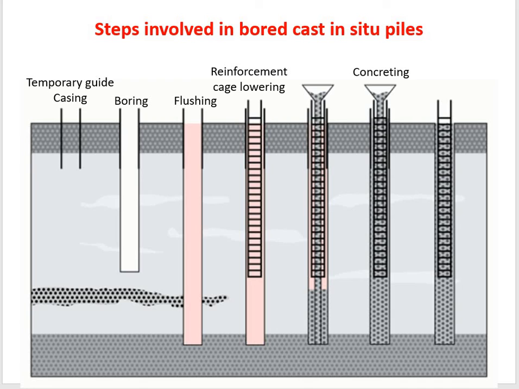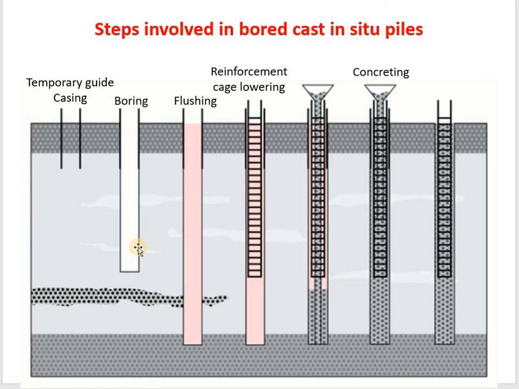Now moving on to the steps involved. I already explained, just to have a pictorial view. Here we use a temporary guide casing, because you must be very sure about the diameter of the pile. You need a casing because you are not sure about the soil. The soil can be loose and can fall inside the borehole. So to some depth you need a temporary guide casing, which you can remove after the installation of the concrete. Then you start the boring using the auger shown here. After the boring, you have to clean the debris, so you do the flushing.